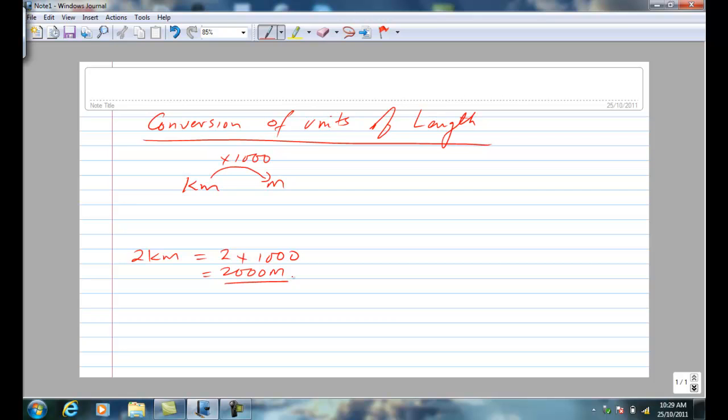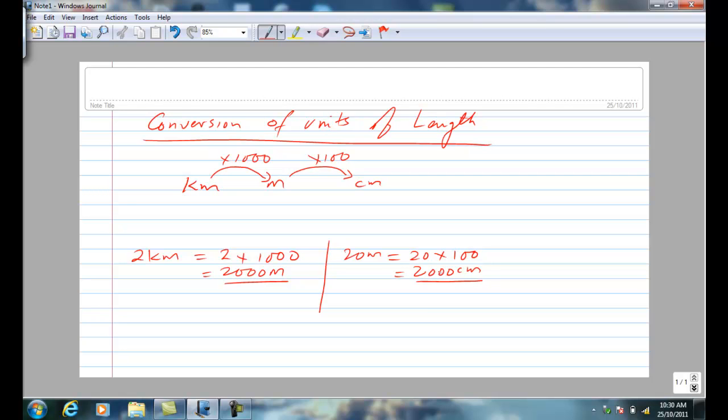If you were supposed to convert meters to centimeters, you multiply by 100. Once again, let's say I ask you to convert 20 meters to centimeters. What you need to do is take that 20 and multiply by 100. So that gives you 2,000 centimeters. So what we are saying is 20 meters is equal to 2,000 centimeters.